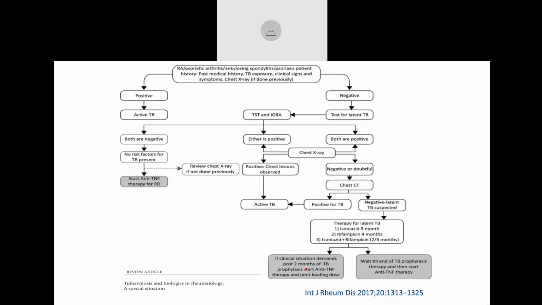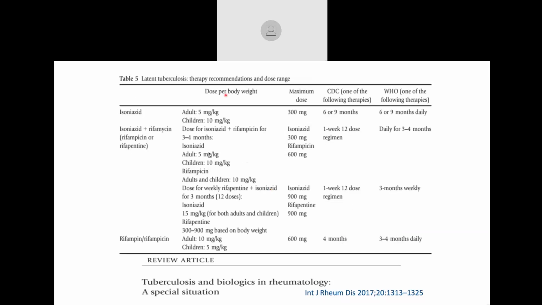This is progressive multifocal leukoencephalopathy, CNS involvement, which has very bad outcome, a JC virus associated disease. But this has been reported with other immunosuppressive drugs also, but came into limelight with rituximab. And again, contraceptive advice has to be given.